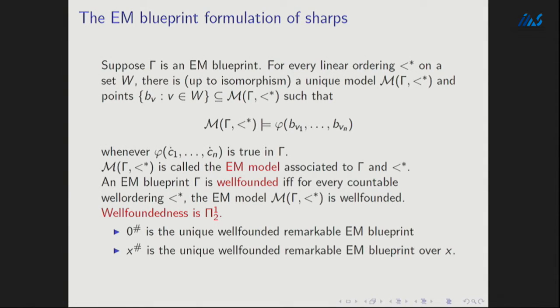So this is the classical result that zero sharp is the unique, well-founded, remarkable EM blueprint. So it is a pi12 singleton. So the complexity comes from well-foundedness. And we can relativize to a real number.